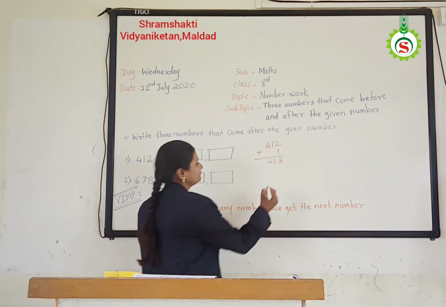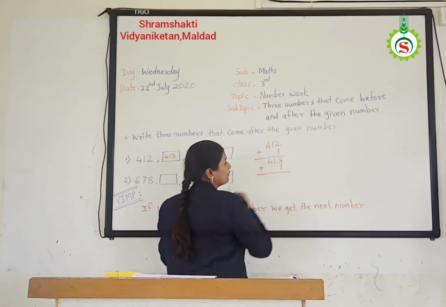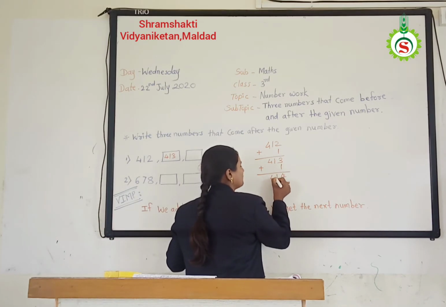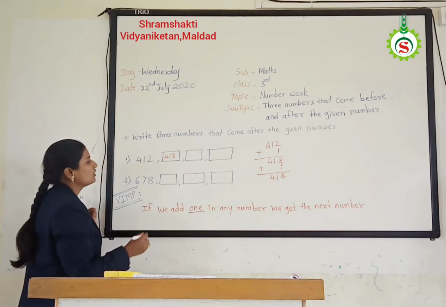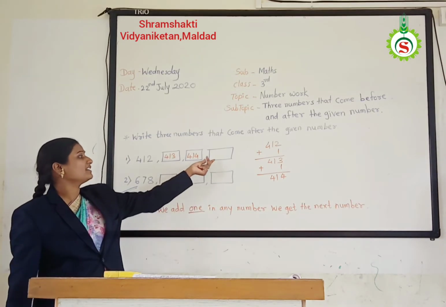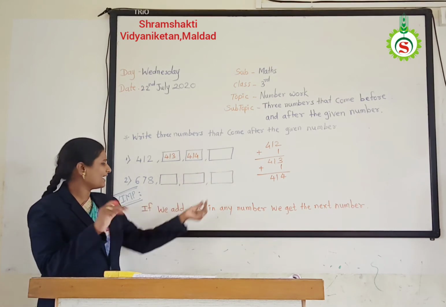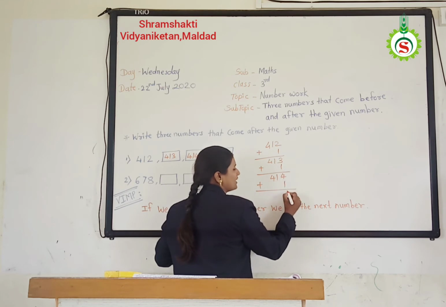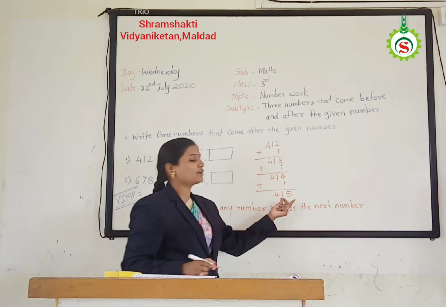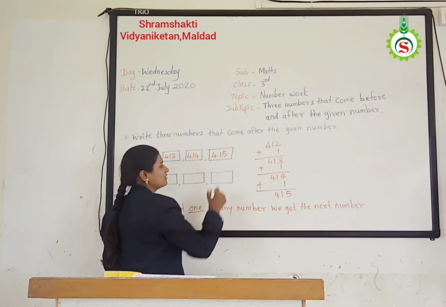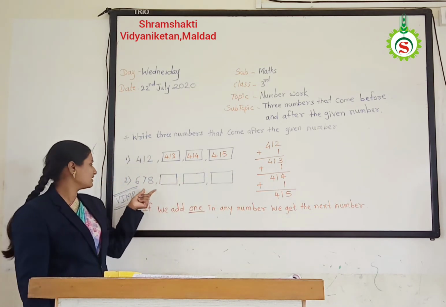Again add 1. We get which number? 3 plus 1, 4. 1 and 4 means we find 414. Again, we find the next number. Again add 1. 4 plus 1, 5. Write down 1 and 5. Which number do we get? 450. Understood?